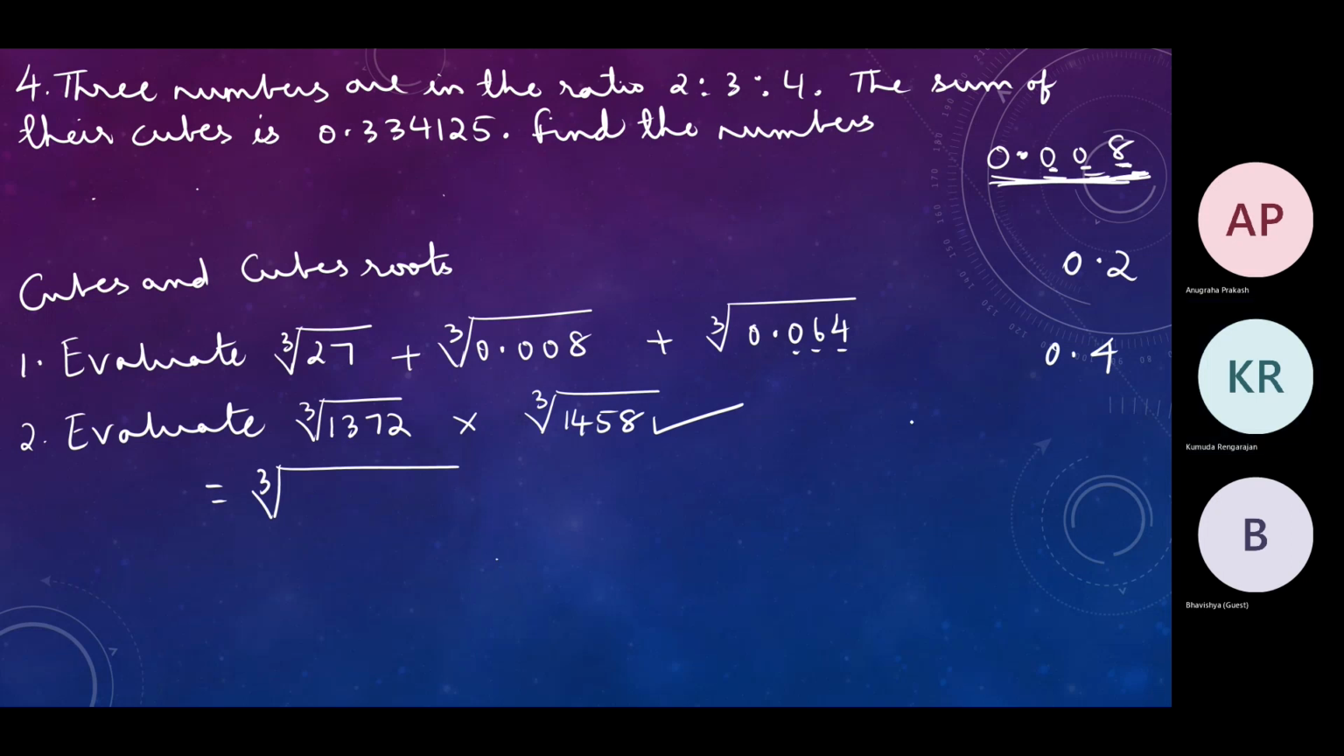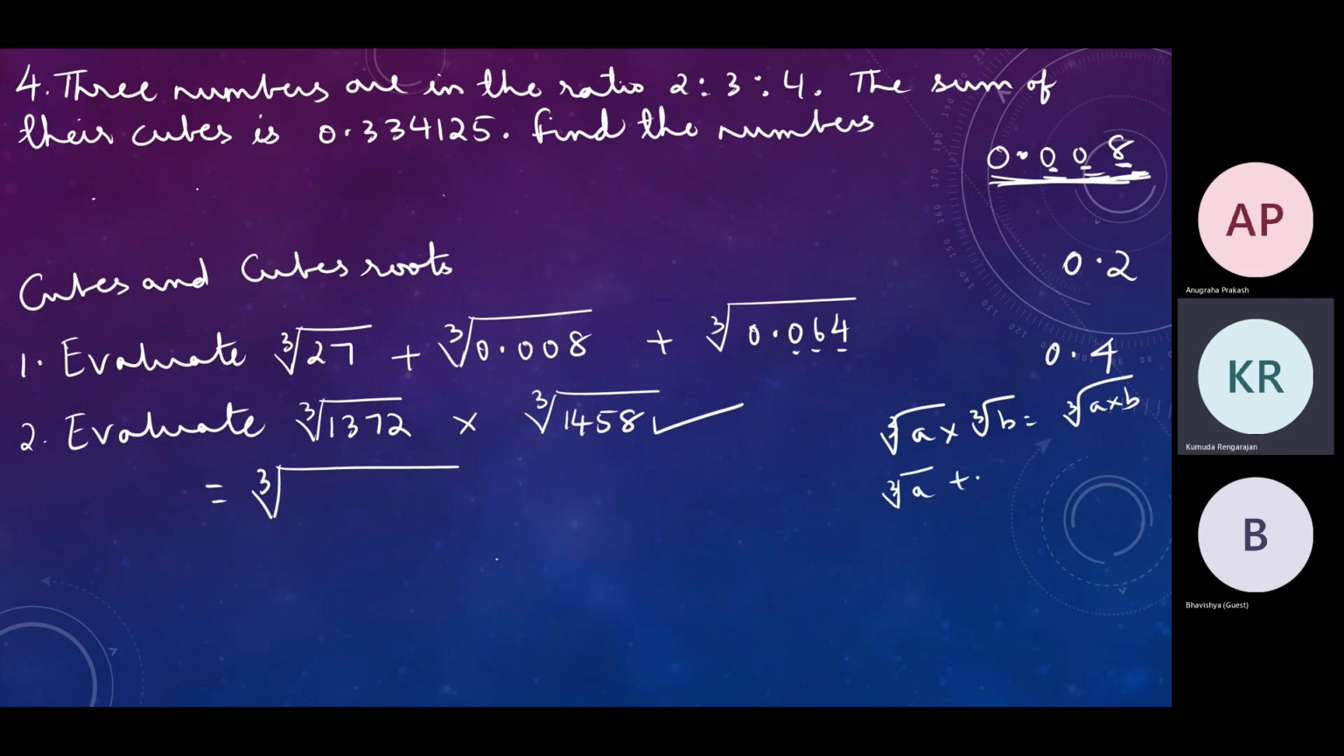Correct. So cube root of A into cube root of B is equal to cube root of A into B. But cube root of A plus cube root of B is not equal to cube root of A plus B. When it's addition or subtraction, cube root of A plus or minus cube root of B is not equal to cube root of A plus or minus B. But when it's multiplication, you can take them under the same cube root.